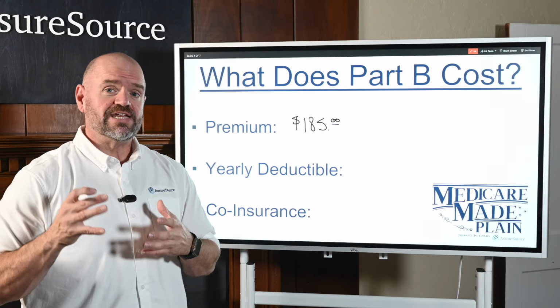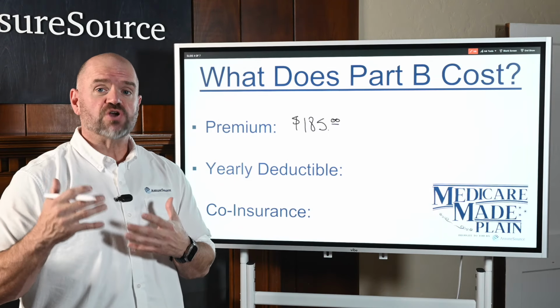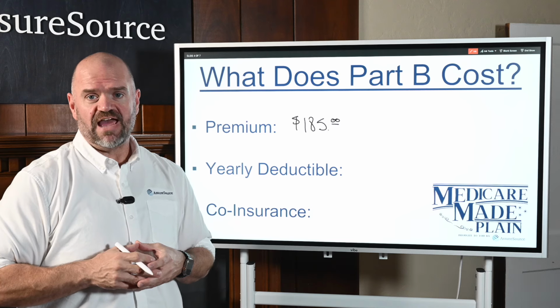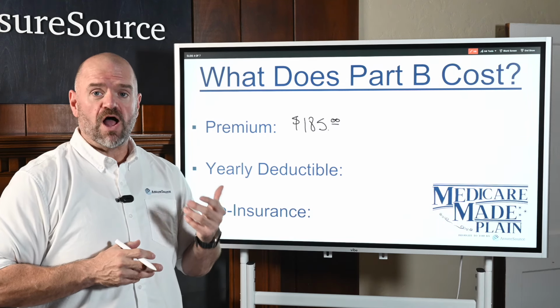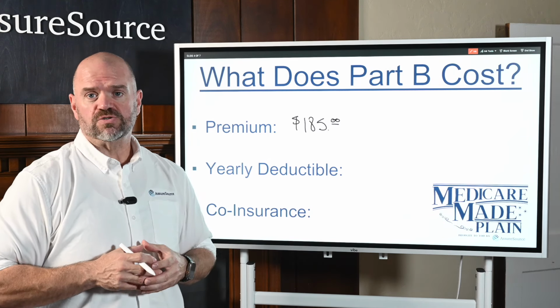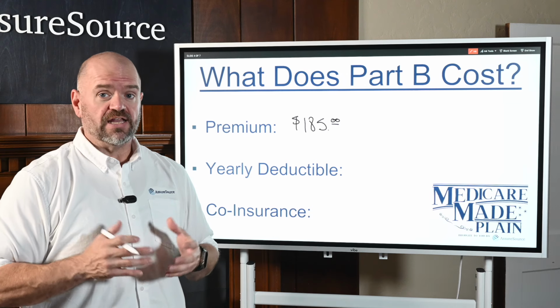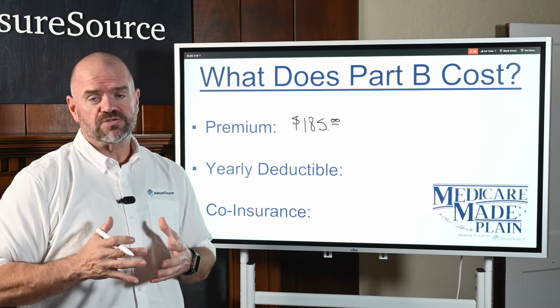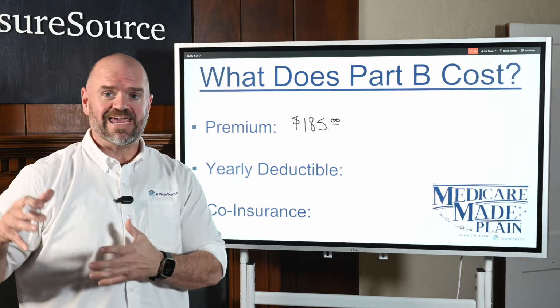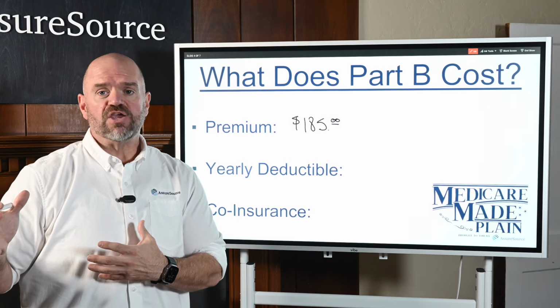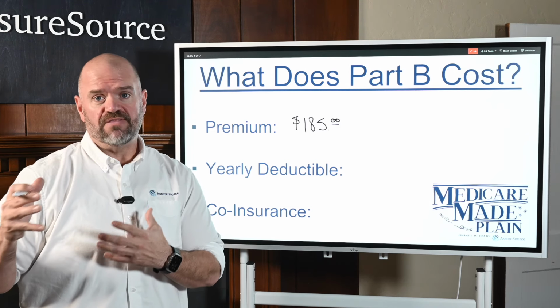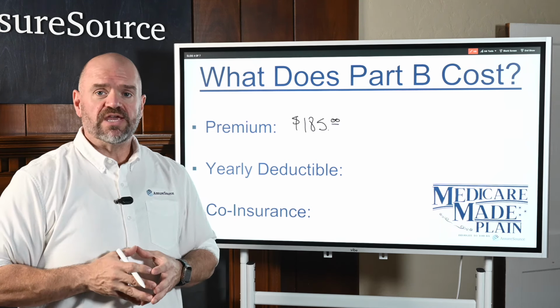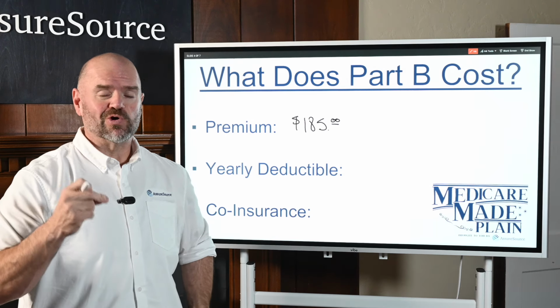So as long as you're getting your Social Security, or you're going to start your Social Security at 65, your Part B premium will automatically be taken out of your Social Security check. If you're like a lot of folks and you're going to put off your Social Security to 67, 68, even 70, you'll have to manually pay for that. They'll send you a bill, and one thing to remember is they'll send you a quarterly bill.